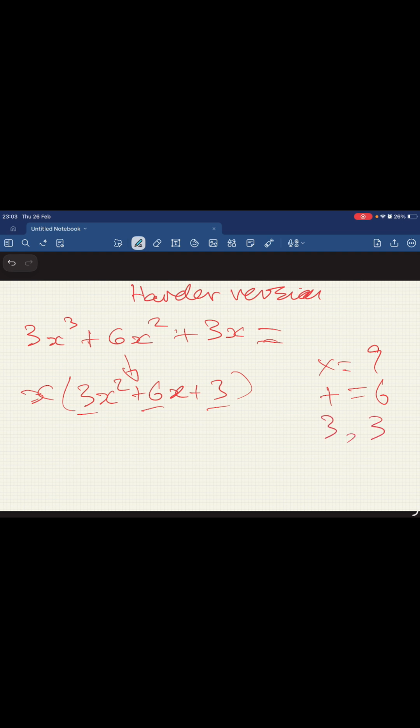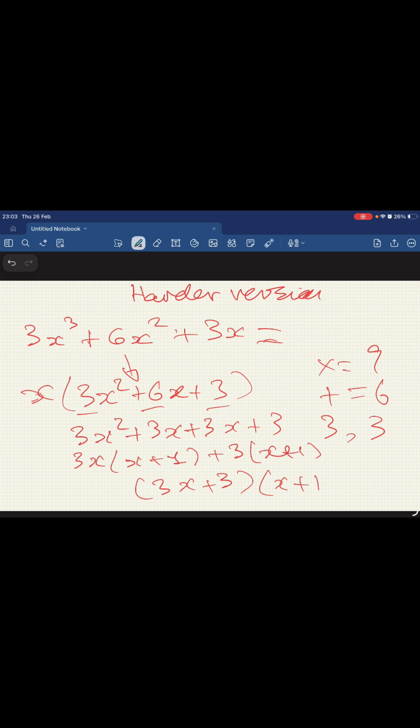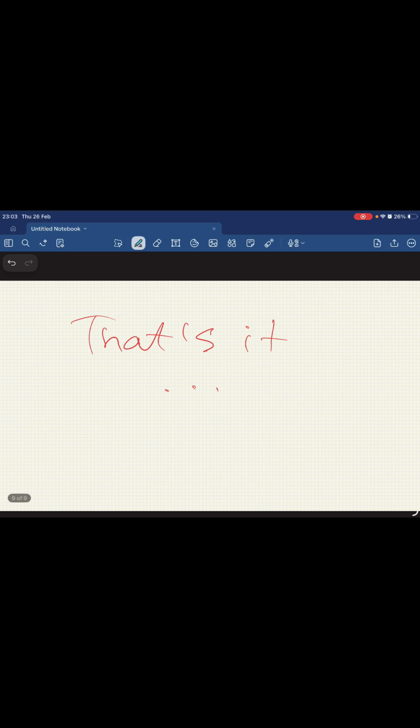So we just discussed earlier how you would do this. So split the bracket. You get 3x plus 3x plus 3. So you do 3x, just factorize it here, plus 3, factorize it here. So you get 3x plus 3, x plus 1. And then remember to put the x on the outside as well. And you're done. And that's it.